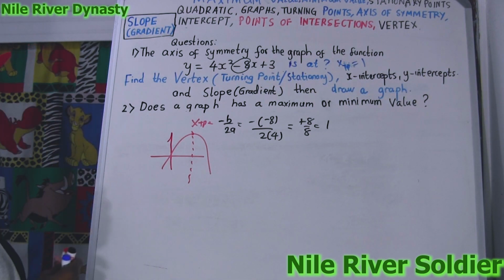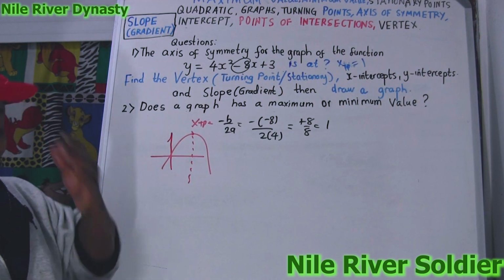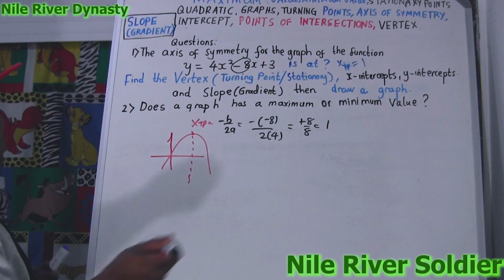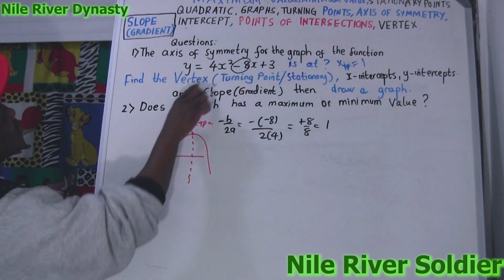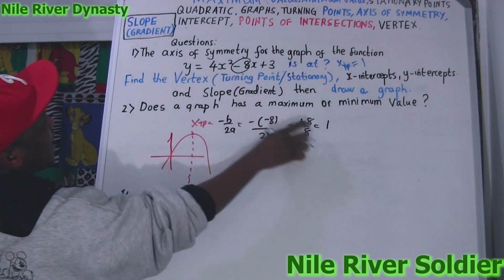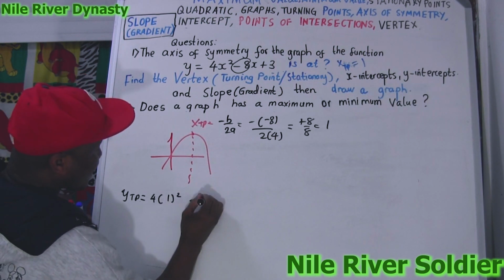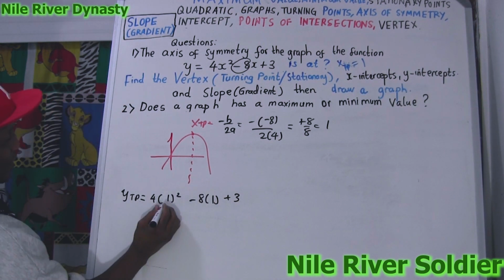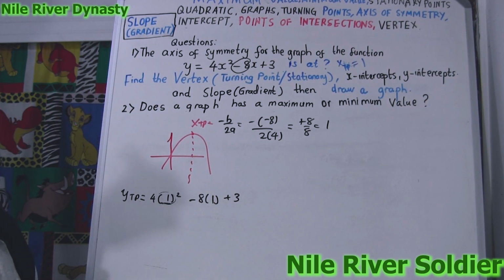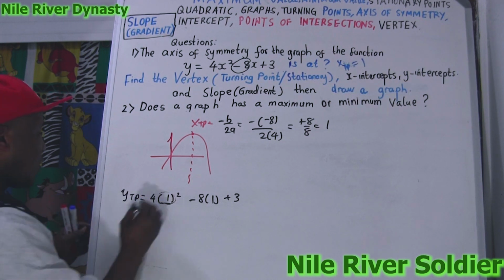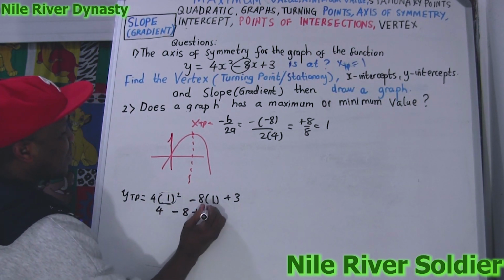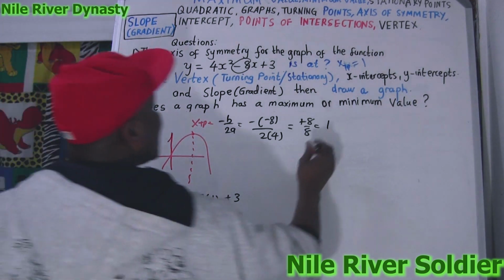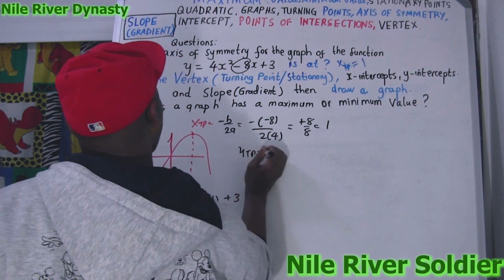If you want to get the vertex, if you have an x at tangent point, we can get y at tangent point. How are we going to do that? Take x at tangent point, substitute in the original equation. So y at tangent point equal to 4, and then here I'm going to put x at tangent point, which is 1 squared, and then minus 8 times 1, and then plus 3. So 1 squared equal to 1, times 4 equal to 4, minus 8, and then plus 3. This and this is going to give us 7, negative 8 is negative 1. So y at tangent point equal to negative 1.